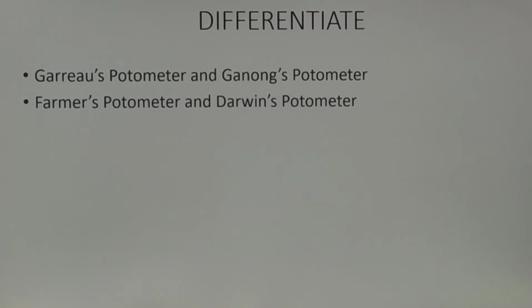Farmer's spotometer and Darwin's spotometer. The farmer's spotometer is used to measure the rate of water intake by a plant, same as that of Gannong's spotometer, whereas Darwin's spotometer is used to demonstrate suction force created due to transpiration.